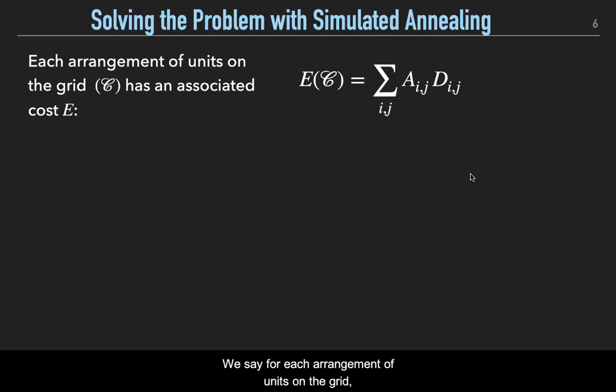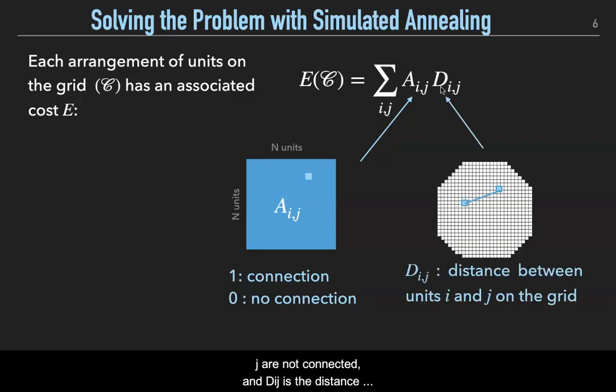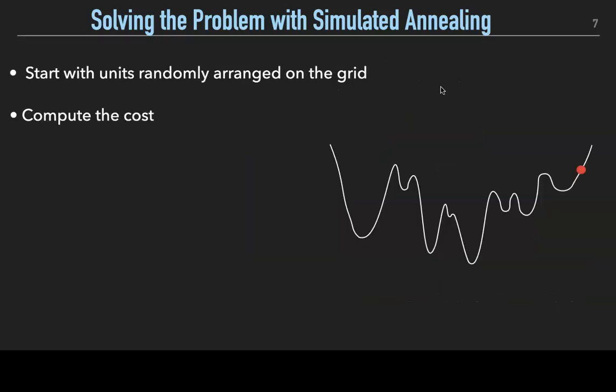We say for each arrangement of units on the grid, let's call this arrangement C, there is a cost E defined as follows. For 2 units i and j in the network, the cost will be A_ij d_ij, where A_ij is an element of the adjacency matrix. It's simply 1 if units i and j are connected, and 0 if units i and j are not connected. And d_ij is the distance between units i and j on the grid, and you sum over all units i and j.